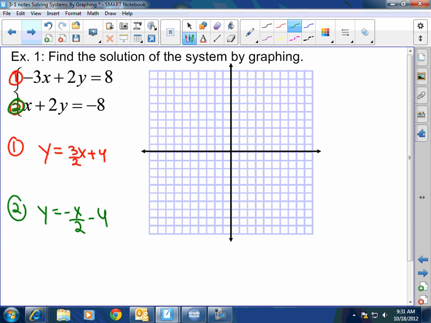Okay, hopefully you guys are with me there. Now, y-intercept for number 1 is 4. 1, 2, 3, 4. Up 1, 2, 3 over 1, 2. Down 1, 2, 3 over 1, 2. Down 1, 2, 3 over 1, 2. Want to make sure we get enough points. Up 1, 2, 3 over 1, 2.